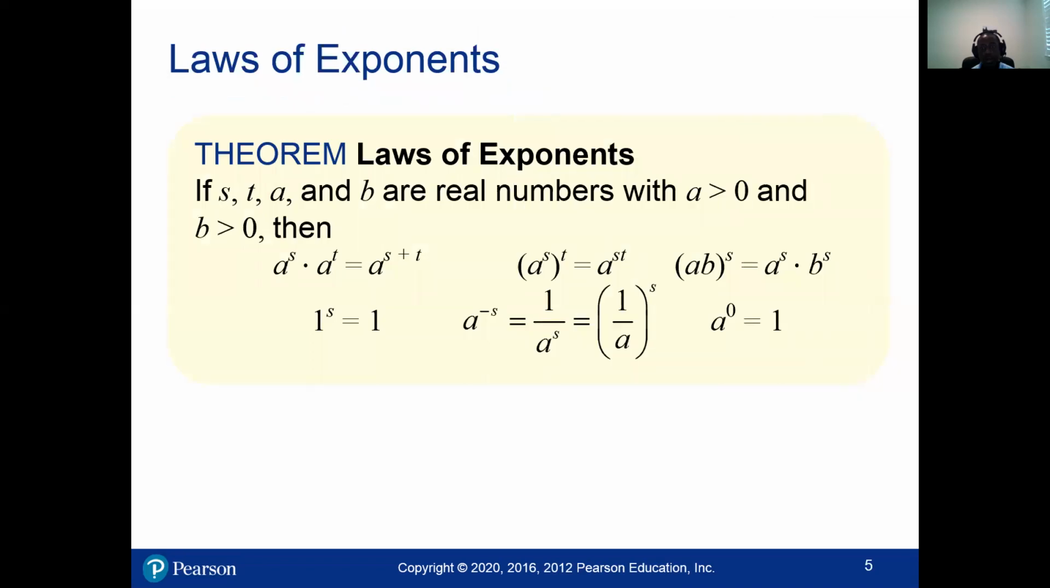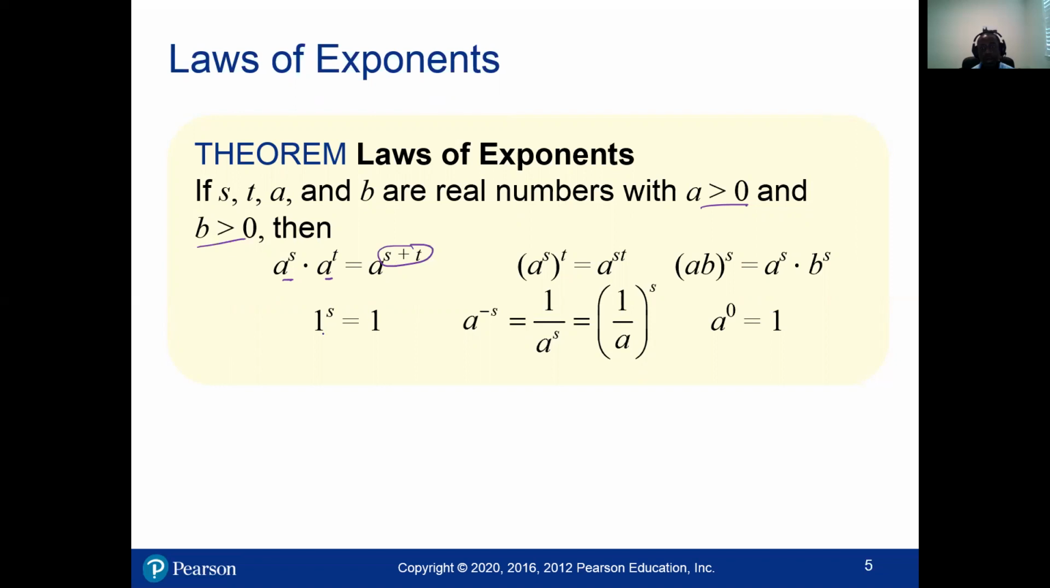Now this is a review of the laws of exponents. If s and t are real numbers, and a is greater than 0 and b is also greater than 0, talking about the bases, then if you have the same base, you add the exponents. a raised to s times a raised to t is a raised to s plus t.